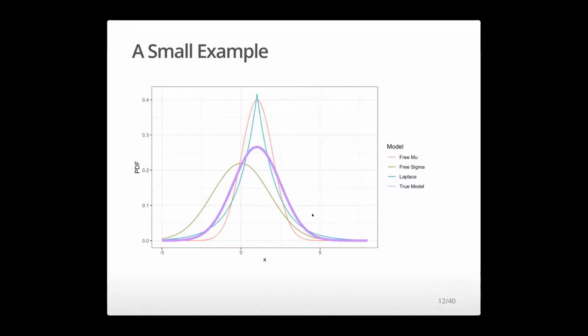Here's a visualization of that. This purple line right here is the true model, and then these 3 other distributions are the candidate distributions after being fit to the data that are trying to get towards the model. This one is the one with the fixed mean, so that's why the mean is shifted. This is the one with the fixed sigma, so that's why it's too narrow. And then the blue one is the one with the wrong distribution, which is pretty obvious visually speaking.